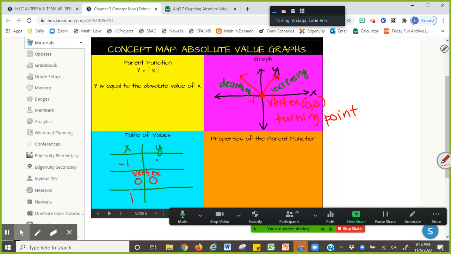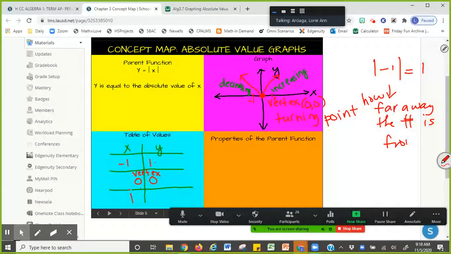Okay, so if you get y is equal to the absolute value of -1, that means it becomes +1, right? So the absolute value of -1 is actually 1. Why? Because it's 1 unit away from 0. So when you say absolute value, it's how far away the number is from 0. So that's what we mean by absolute value, okay?